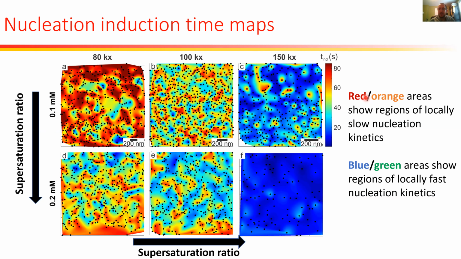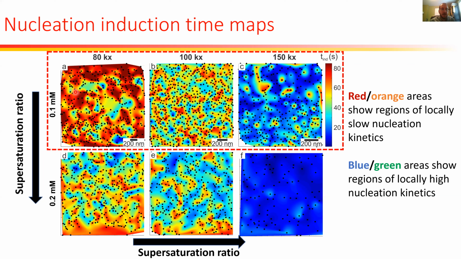and the blue-green areas show regions of locally fast nucleation kinetics. So let's look at the top row first, going from a low supersaturation here on the left to a high supersaturation here on the right. At low supersaturation ratio here on the left, I will say we don't know the exact supersaturation ratio for this condition, but let's talk in relative terms.